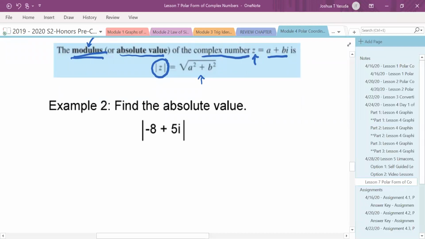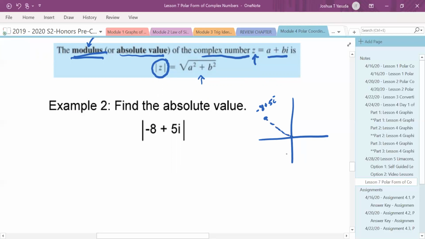So here's the thing, if you need a visual for this, I'm going to plot the point really quickly. So -8 and 5, in the complex plane, right? This is the complex plane. The x-axis is the real part, and the y-axis is the imaginary part. This would be -8 plus 5i. So if you're needing the visual, what we're saying is the modulus is the distance from 0, 0 to the point.